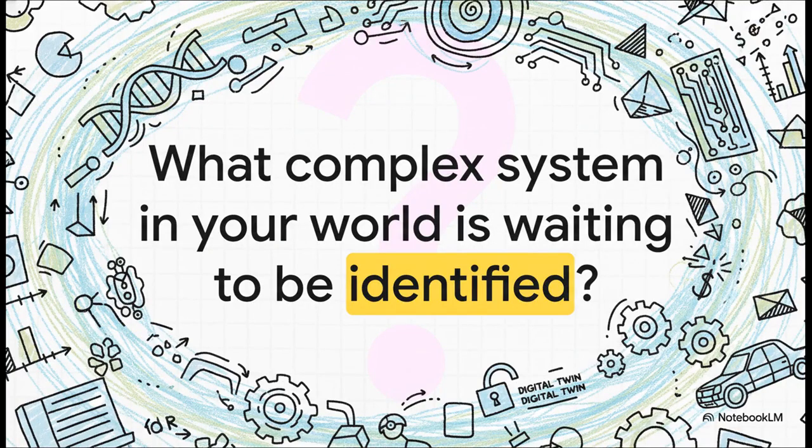So why does all this matter? It matters because we've built a rigorous framework of trust, taking us from a simple hunch all the way to a provably unique model. We now have the tools to create those digital twins with real confidence. So let me leave you with a question. What complex system is out there in your world, whether it's in engineering, finance, or even biology, that's just waiting to be identified?